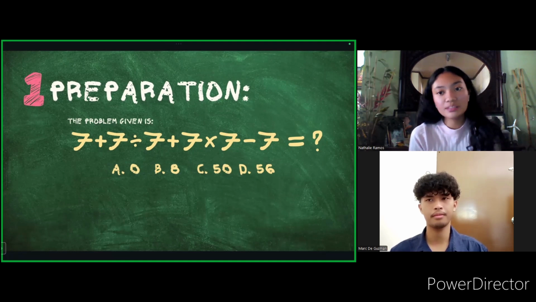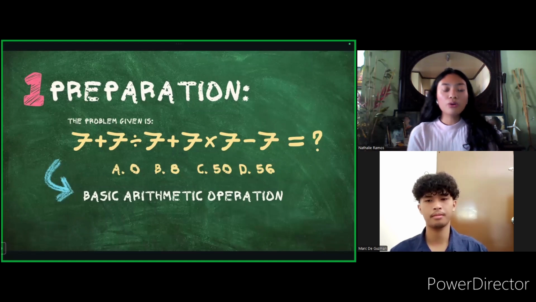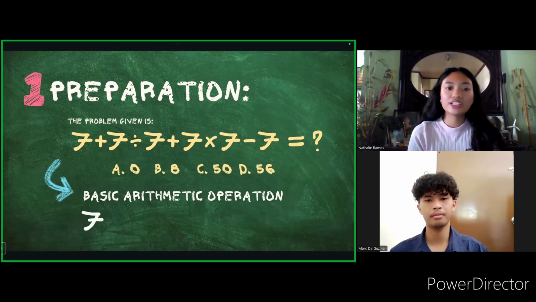So analyzing this problem, we conclude that it is a basic arithmetic operation because of the mathematical symbols such as plus, minus, division, and multiplication. We can also see that the number 7 is written in a different style. It looks like a Japanese alphabet, but it simply means the number 7.